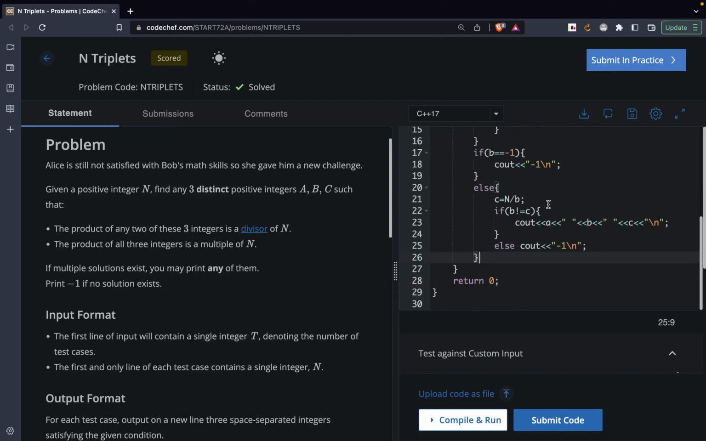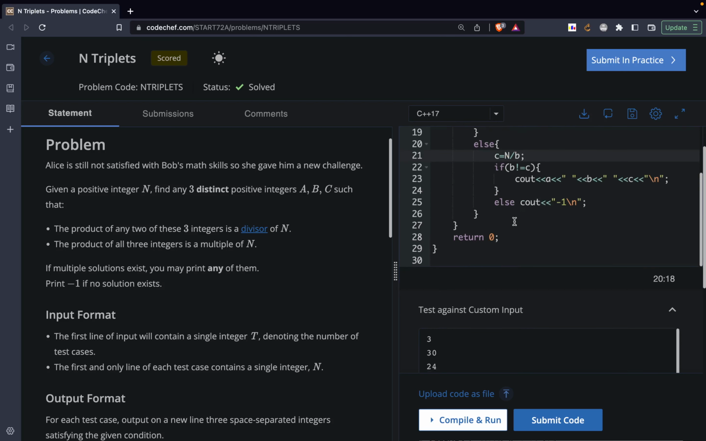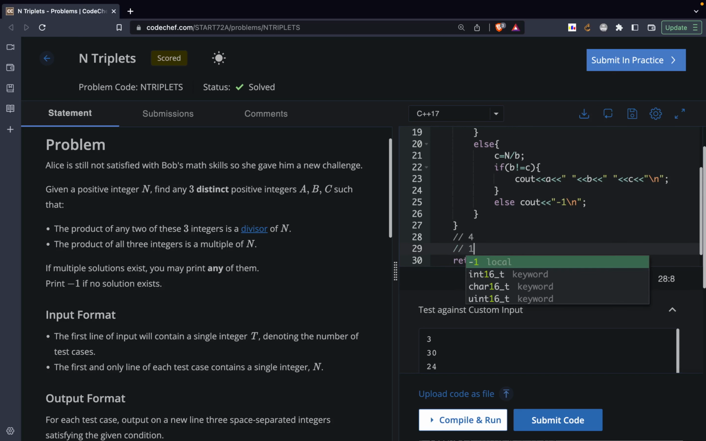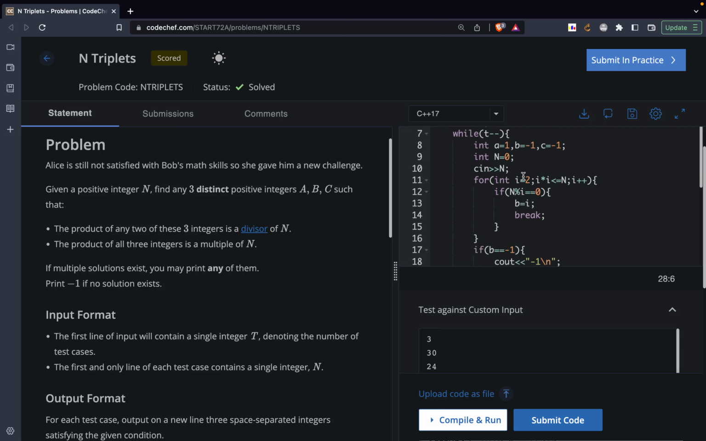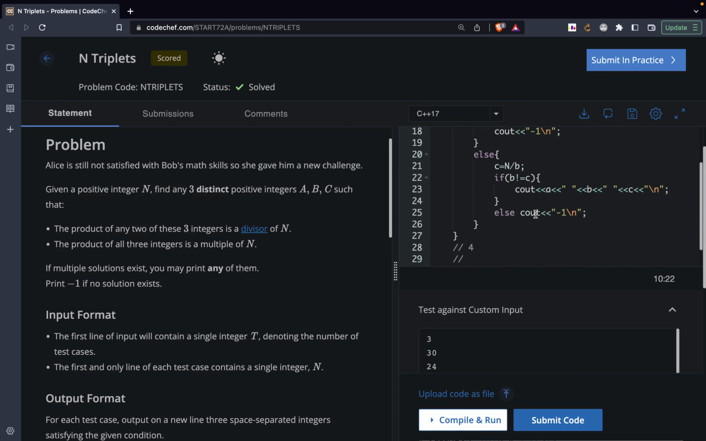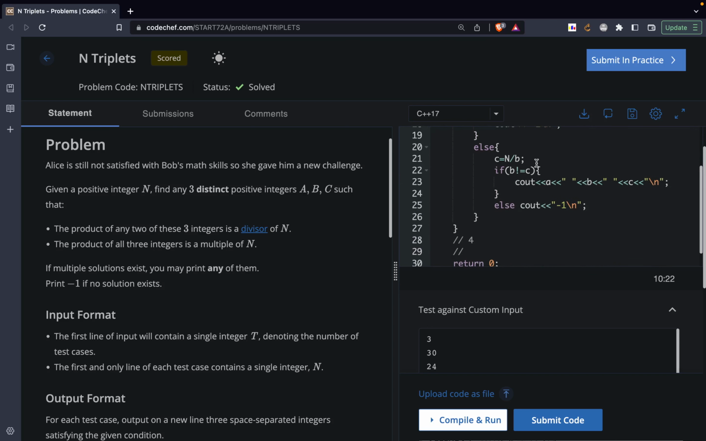So when would this particular condition arise, that b could be equal to c? It definitely can happen in the case of perfect square numbers. Specifically, let's talk about 4. 4 is a perfect square. When we query 4, we get b as 2 in the first iteration itself. We say that 4 is divisible by 2, assign b as 2 and break. When we try to assign c, we get c equal to 4 divided by 2, so c would also be 2. But we have been told that we have to find three distinct numbers. So now b and c are equal, and this is an explicit check that we have to do.